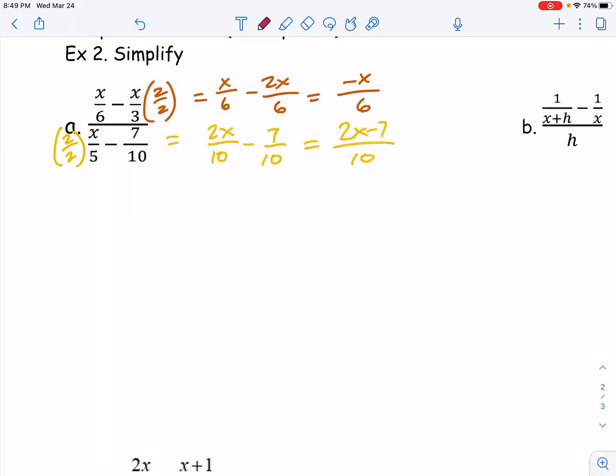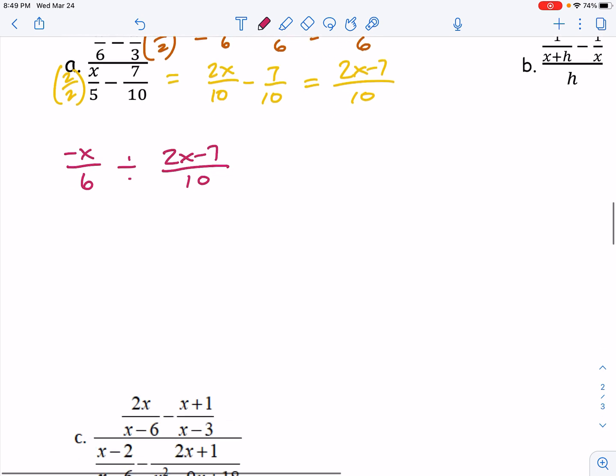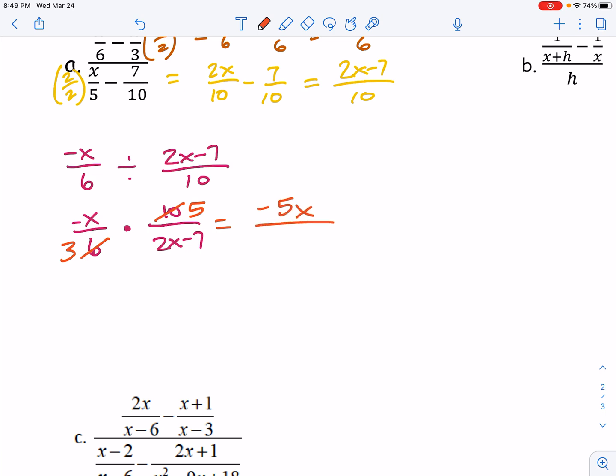So I'm going to rewrite this as negative x over 6 divided by 2x minus 7 over 10. Remember, when we divide fractions, we can multiply by the reciprocal. So now I can really rewrite this as negative x over 6 times 10 over 2x minus 7. At this point, I can see if anything can simplify or cancel. I'm looking at my diagonals. Negative x and 2x minus 7, nothing can cancel or simplify. But the 10 and the 6, they're both divisible by 2. So this can actually turn into a 5, and this can turn into a 3. And so now I'm going to get a negative 5x in the numerator, and then 3 times that 2x minus 7. And that is my final answer.